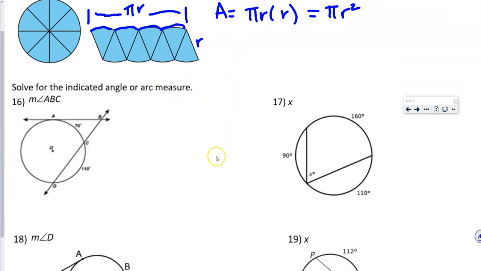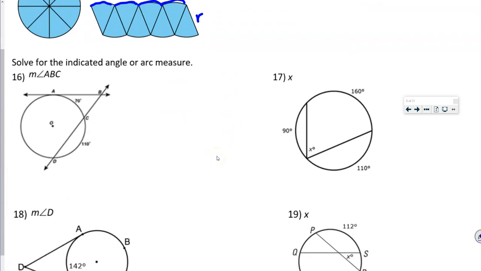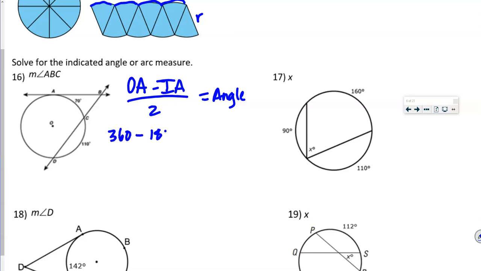All right, the next one says solve for the indicated angle or arc measure. So this first one, we're going to do outside arc minus inside arc divided by 2, and that equals the angle, okay? Now I see a problem because I don't know the outside arc. So we need to take the 70 and the 110 and subtract them from 360. So 360 minus 180, isn't that 70 plus 110? So that's 180. So we're going to go ahead and label this part out here 180.